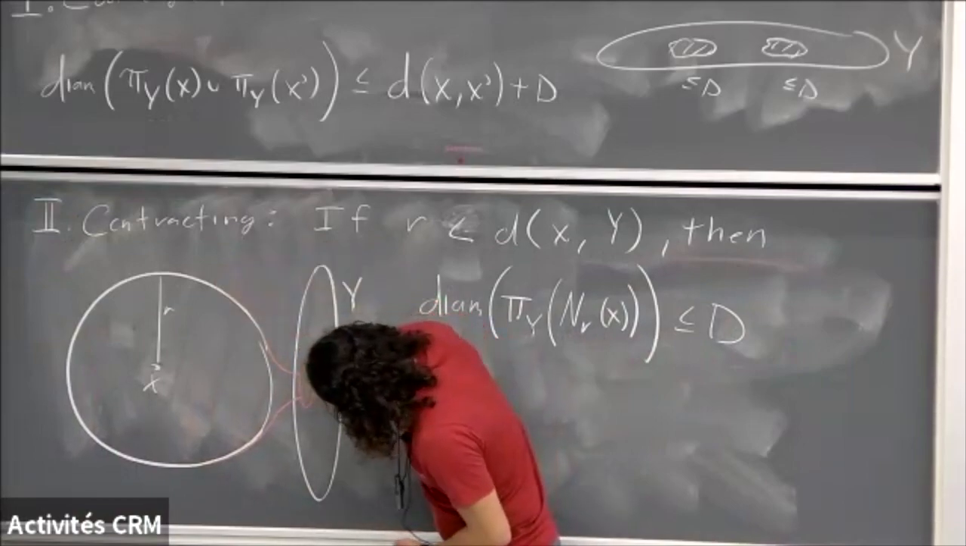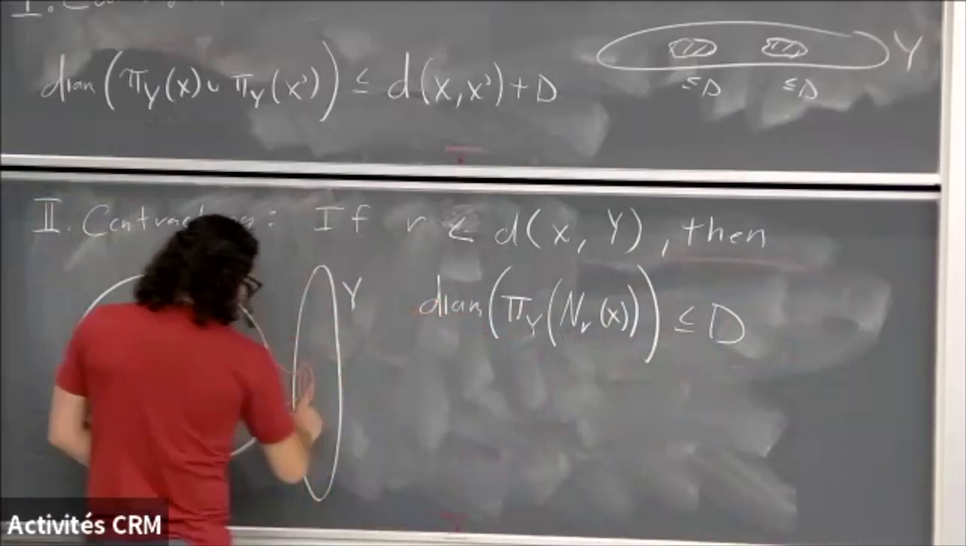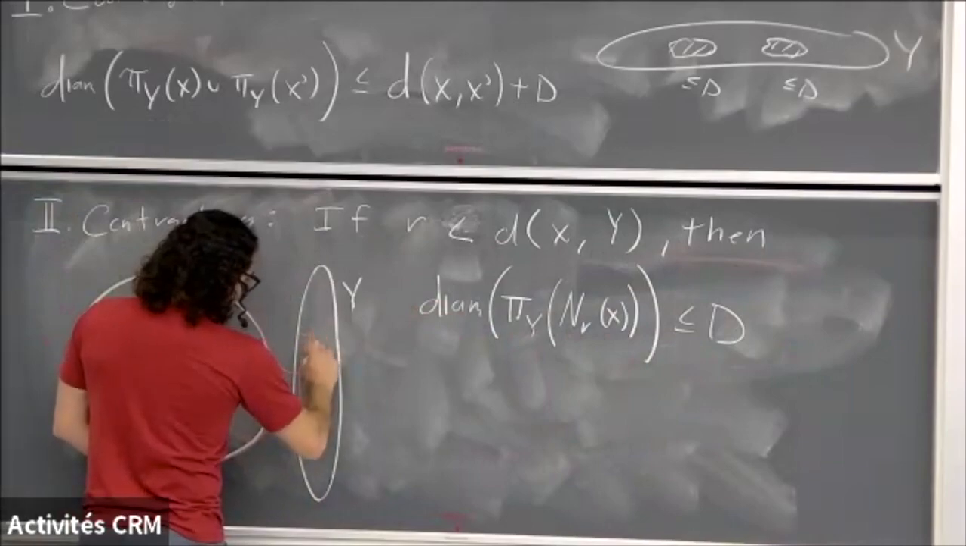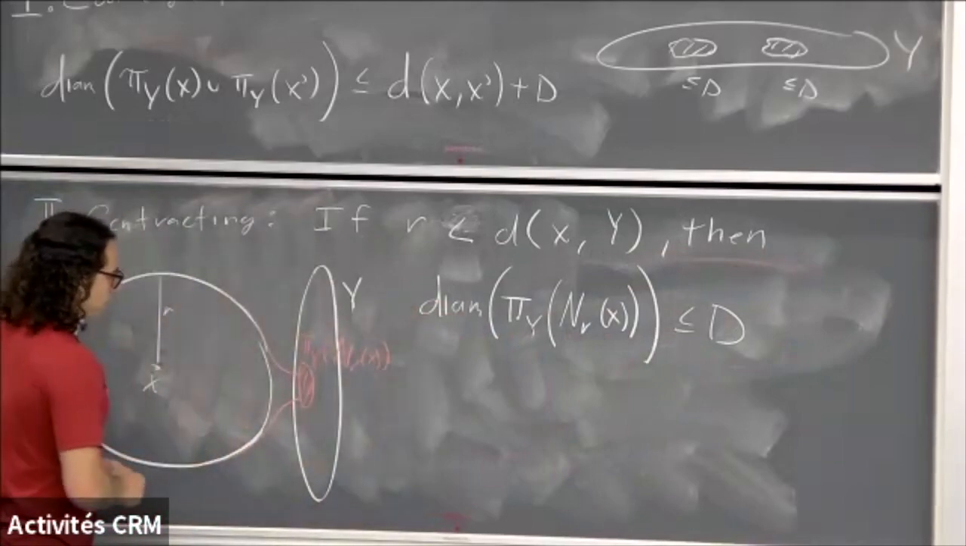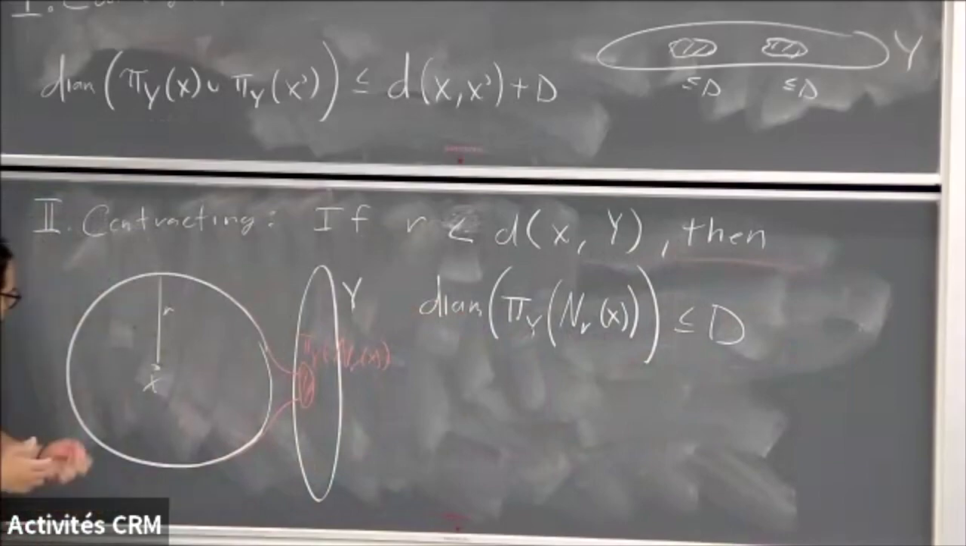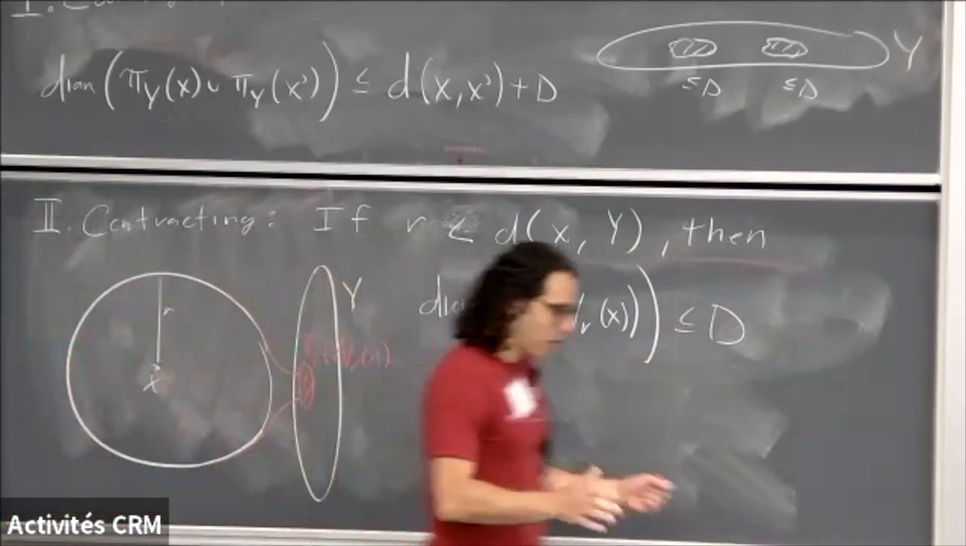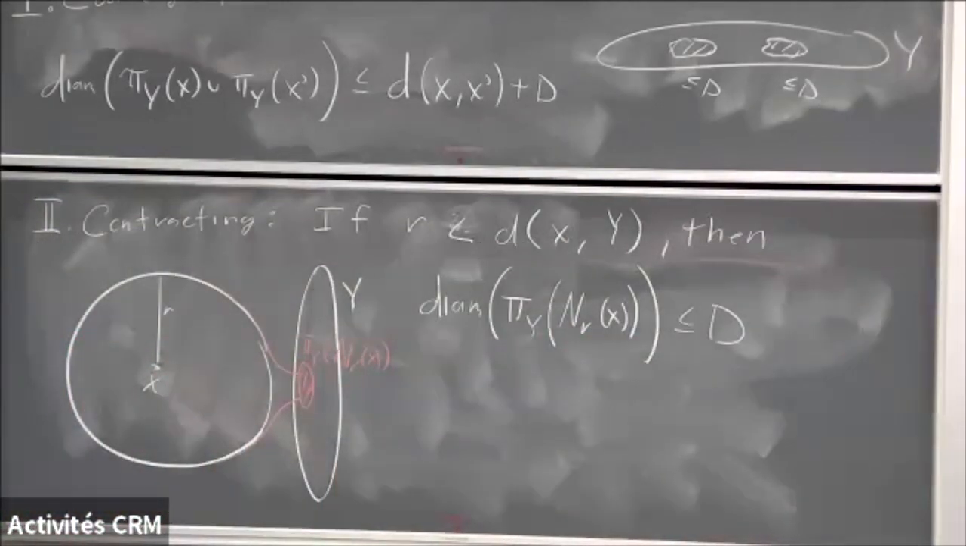You get this subset here, whose diameter is at most D. So you can think of this as the space running away from your subset really fast. As you move away from the subset, it diverges very quickly from your subset.